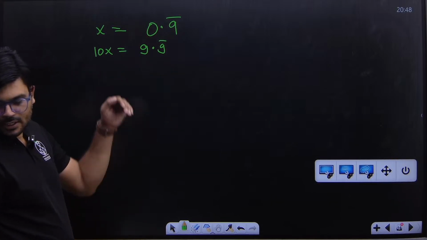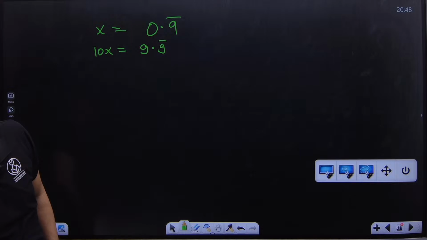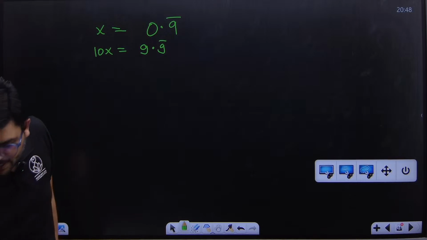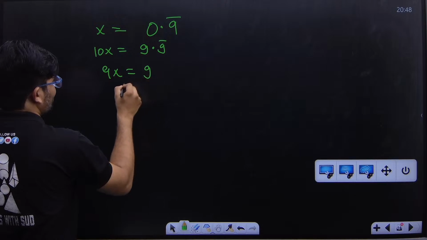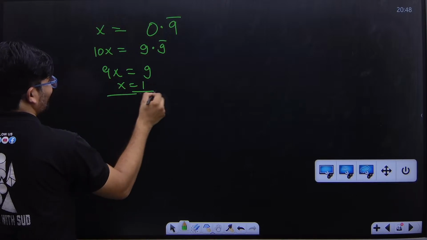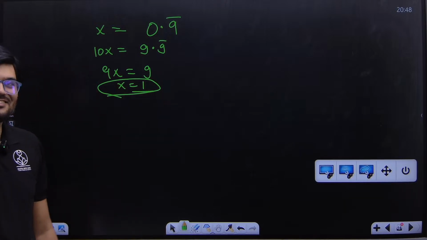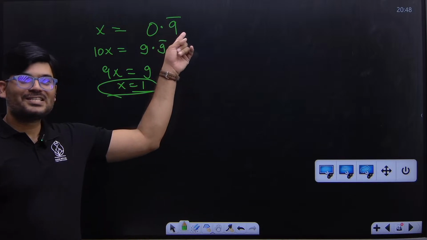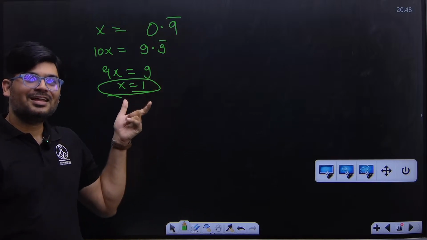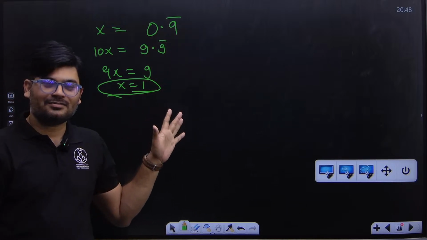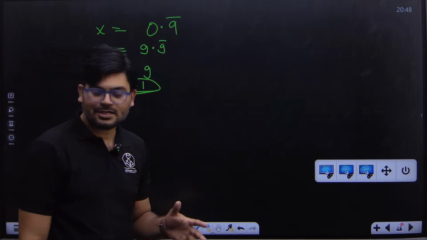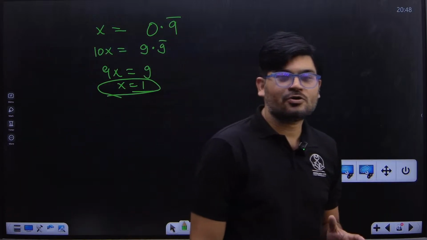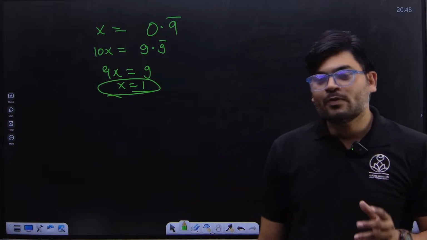Yes, sir. Let us subtract. So 9x is equal to 9, so x is equal to 1. Wow. What was x? 0.9 bar. And it came out to be 1. The first time I saw this, I was very much surprised, and then I came to a conclusion about why it is happening.